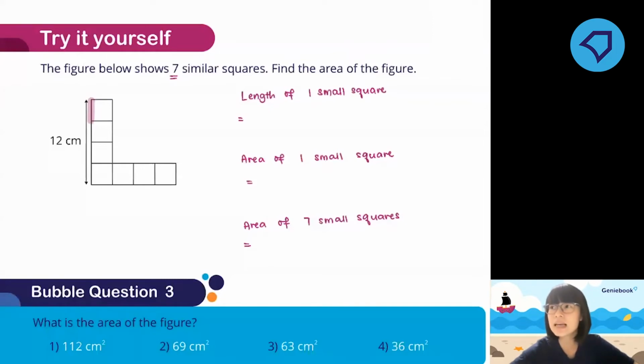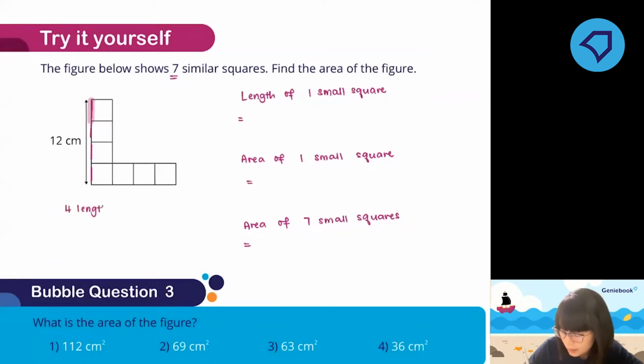So let me see. Majority of you got the correct answer. Excellent job. Okay, so let's go through together. Now, the first thing we need to do is to find the length of one small square, correct? So what I need you guys to take note of is 1, 2, 3, 4. 4 lengths is equal to 12 cm. Can you see that?